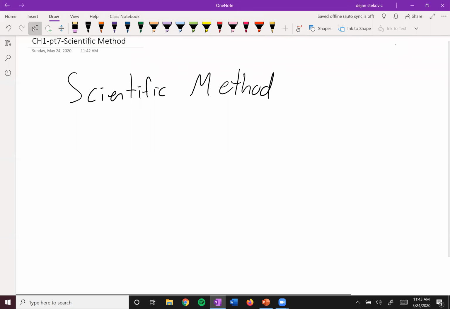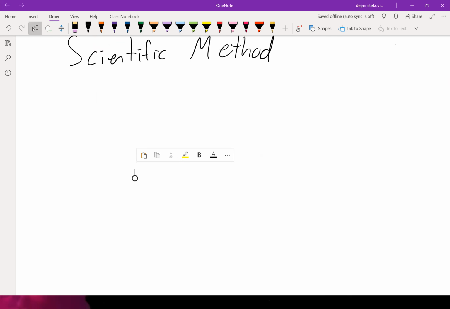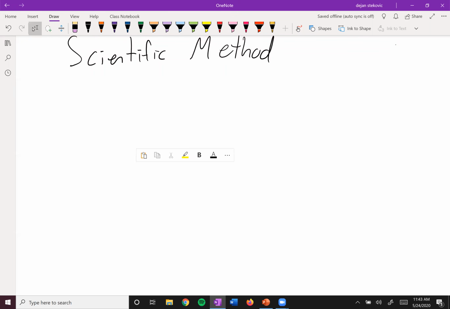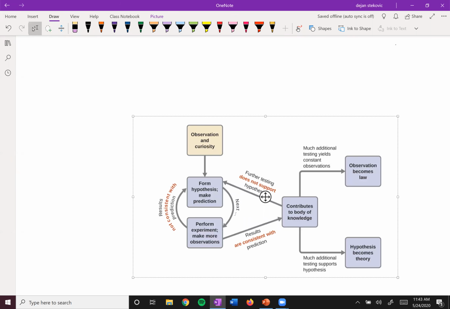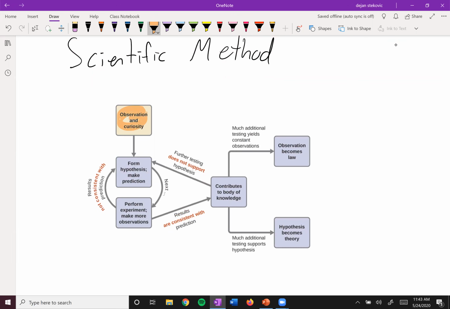All right, so we measure things because we want to answer questions about life and why things occur. To adequately answer them, we use the scientific method. Here's this nice little diagram that shows you how the scientific method works. It starts off with something simple like an observation and/or a curiosity.